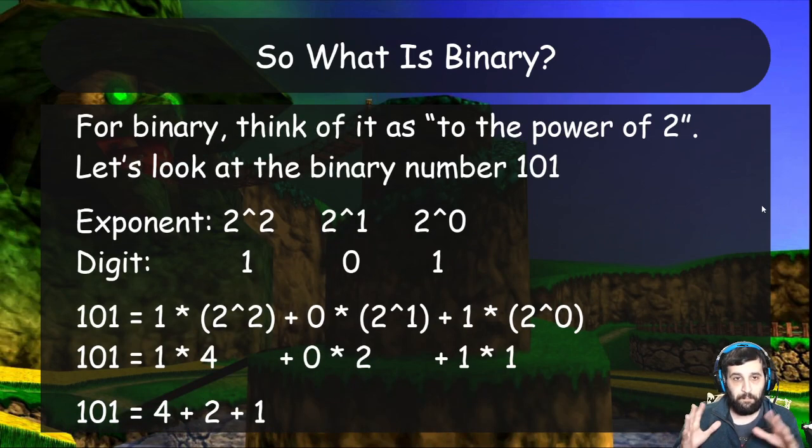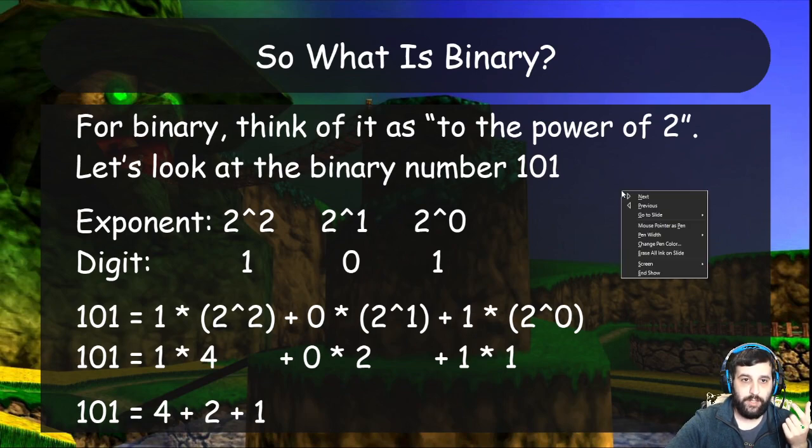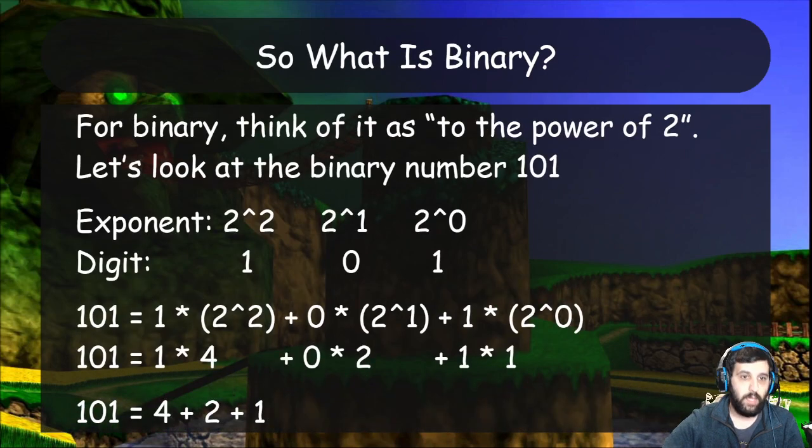So if we think of binary in powers of 2, we can still break down the numbers, right? So let's say we have binary 1, 0, 1. If I go back 2 slides, previous, we had 10 to the power of 2, 10 to the power of 1, 10 to the power of 0. So I'm going to go forward. Now we have 2 to the power of 2, 2 to the power of 1, and 2 to the power of 0 for binary, right?